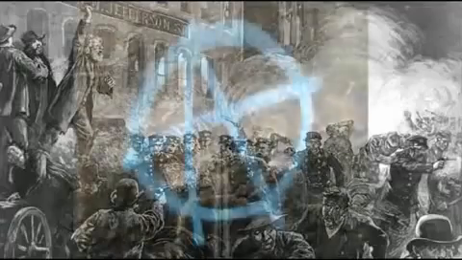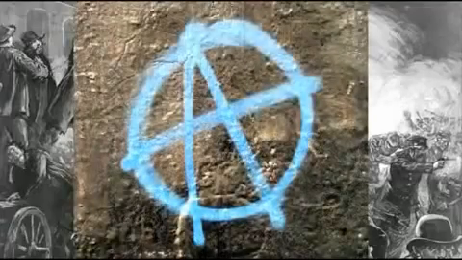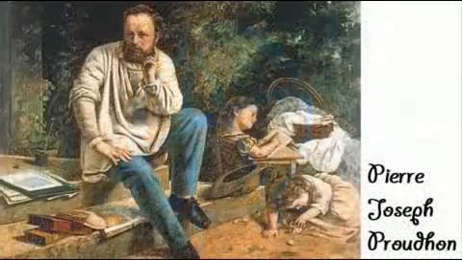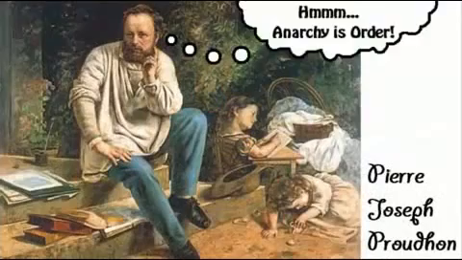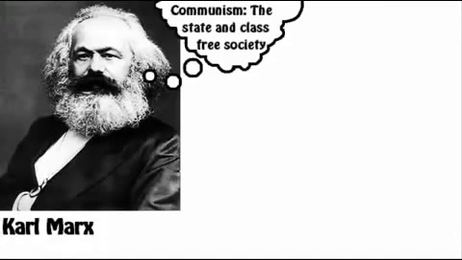The most common symbol for anarchism is the circled A. Few know that the origin of this symbol comes from Pierre Joseph Proudhon, who said that anarchy is order. The A stands for anarchy and the circle stands for order. The goal of anarchism is what Karl Marx decided to call communism. I know what you're thinking. That doesn't make any sense, does it? Marx said that the definition of communism is a state and class-free society. That is, a society where power is dealt equally and where there is no government.